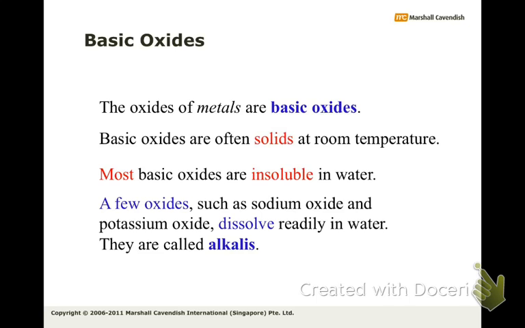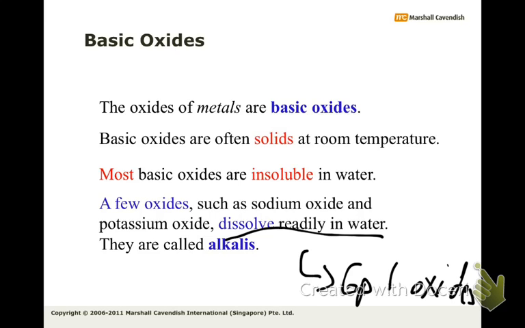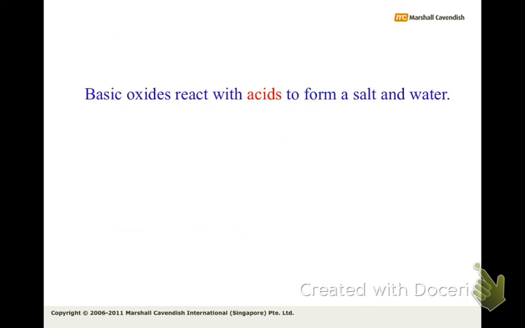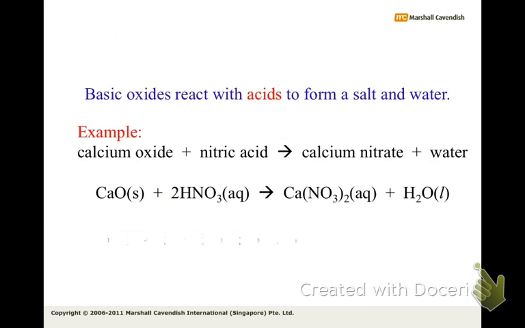If they are group 1 oxides, then they dissolve in water, and when they dissolve in water, they will form alkali. Very simple stuff. Let's say for example quicklime, calcium oxide, when you react it with water, it will form a vigorous reaction. Calcium hydroxide is actually sparingly soluble in water. Lime water is sparingly soluble. Sometimes it's soluble, sometimes it's not. Now basic oxide, as its name suggests, reacts with acid to form salt and water. It's a neutralization reaction.